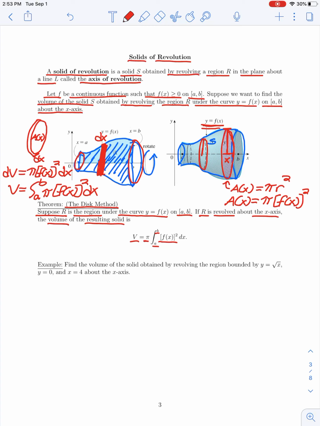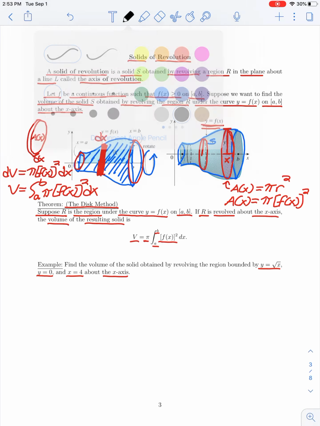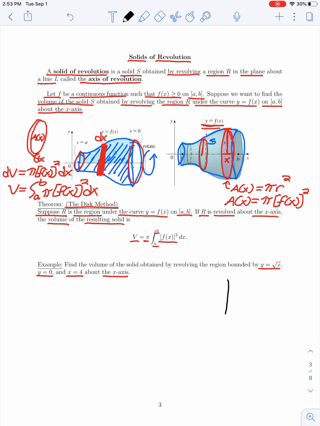In our first problem, we're asked to find the volume of the solid obtained by revolving the region bounded by y equals the square root of x, y equals 0, which is the x-axis, and x equals 4 about the x-axis. So as we did with the method of slicing, it typically helps to visualize our region here. So let's start by sketching this. So we're looking at the region in the plane bounded by y equals the square root of x, which looks something like this.